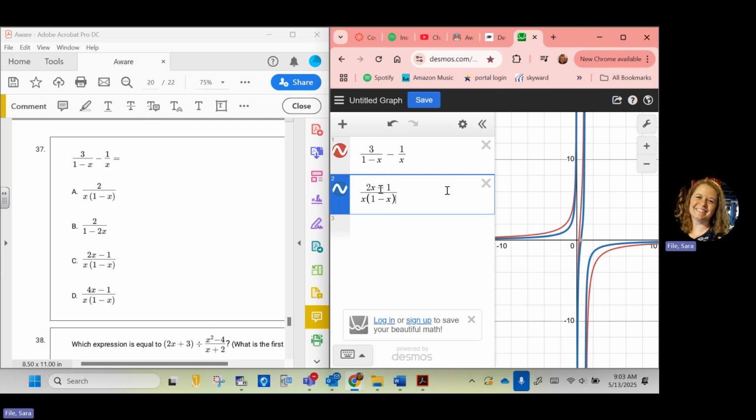Not the same. So let's double check this last one. We've got 4x minus 1. And you can see now they look the same. If you turn this on and off, it's exactly the same. Okay, so that's how you can work backward from your answer choices if you prefer to do that.